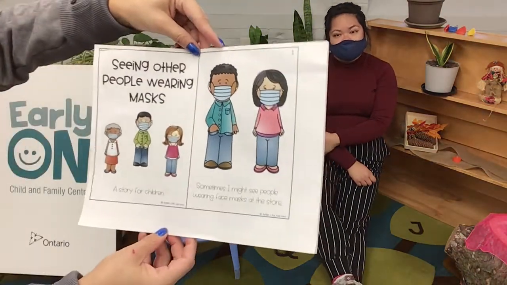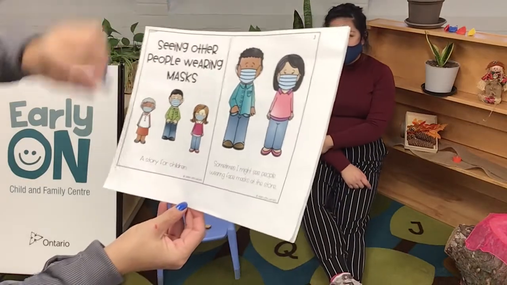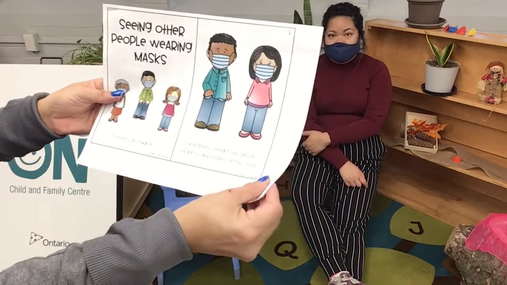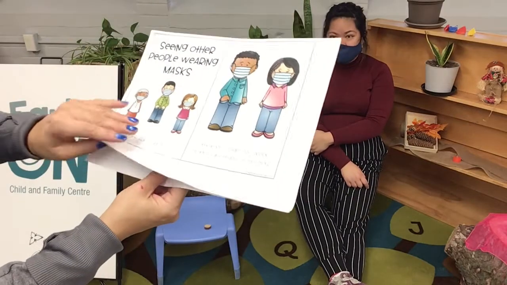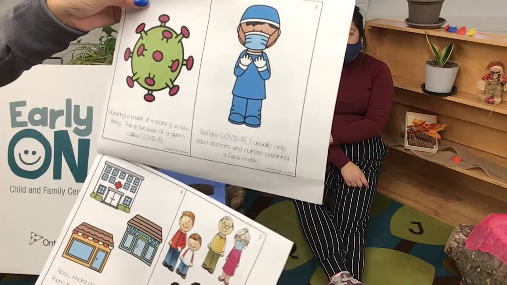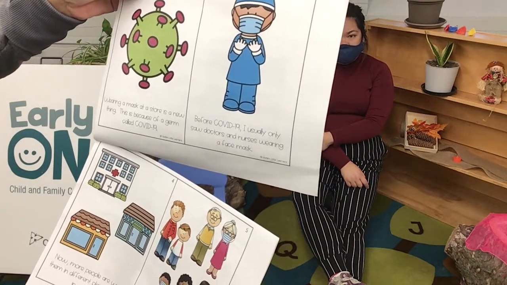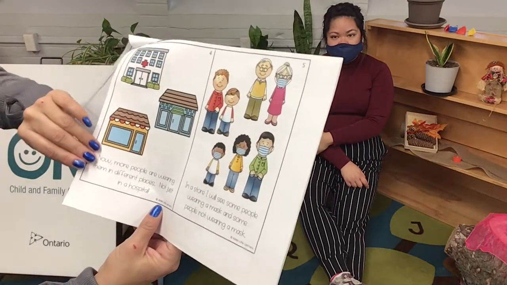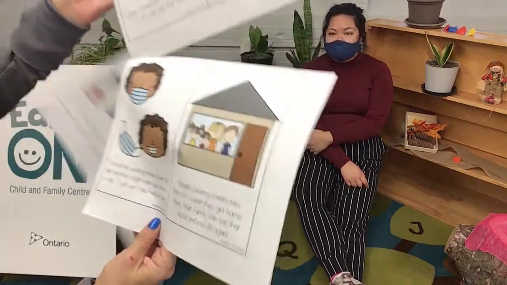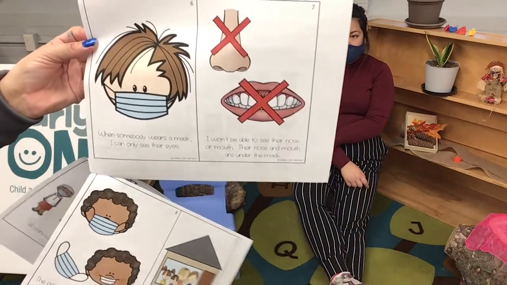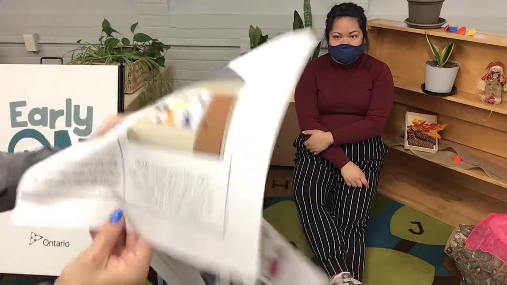So it's seeing other people wearing masks, and as you can see, it gives you a brief explanation, and the illustrations on it are very easy for the child to see and understand. And of course, if they can't read, you will read the story to them. So it's like a little story that you will be reading for them. And the pictures are just simple pictures that are on the internet.